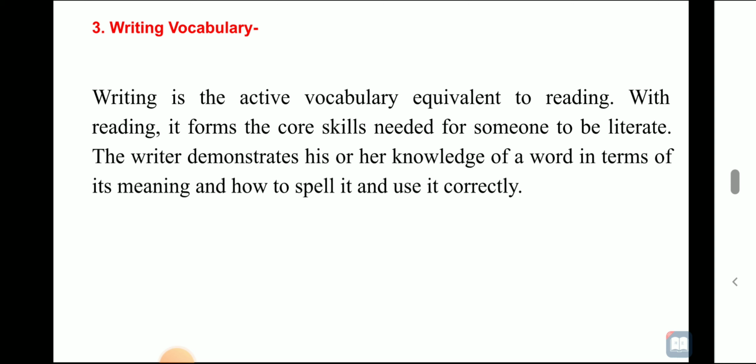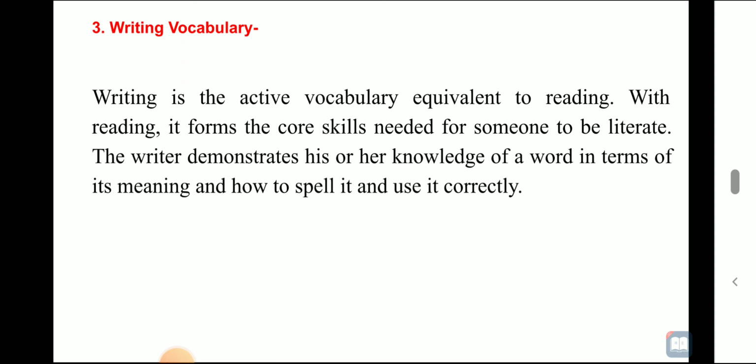and use it correctly. For example, when you write your own resume, your own biodata, what type of words do you use to express your skills, to express your goals or the objectives of your career, isn't it? How do you express yourself in words? If you have a very good vocabulary and you are able to write it on the page, then it means written vocabulary.